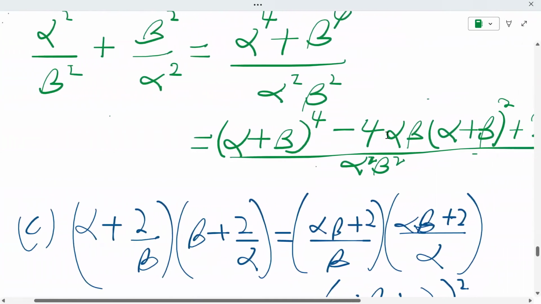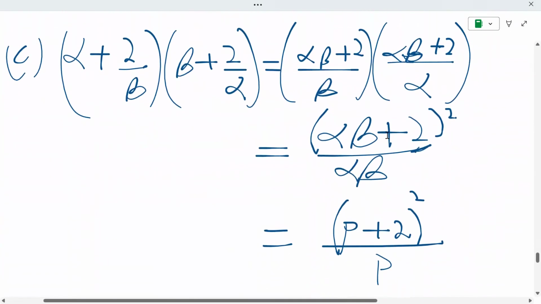Fantastic. Now I want to move on to C. Then we have this in the bracket. Let us try to find a common LCM for them. So pick beta, so the LCM is beta. So alpha over 1 into beta will give us beta. So beta times this will be alpha beta plus 2. And then we come here. Our LCM will be alpha. So beta on 1, and then 1 into alpha gives us alpha. So times this is alpha beta plus 2. So we have alpha beta in the denominator as the LCM. Now, because the two numerators are the same, we have alpha beta plus 2 all squared.